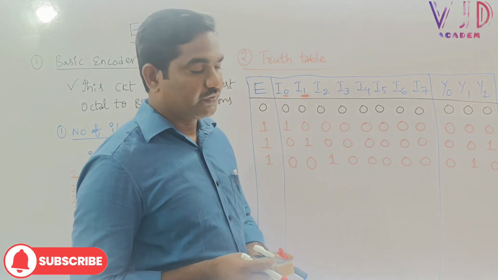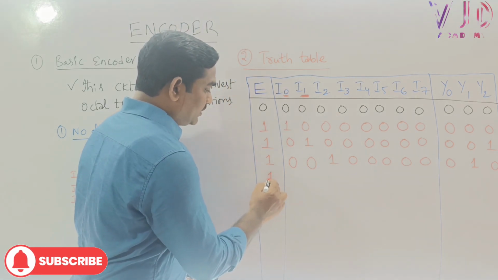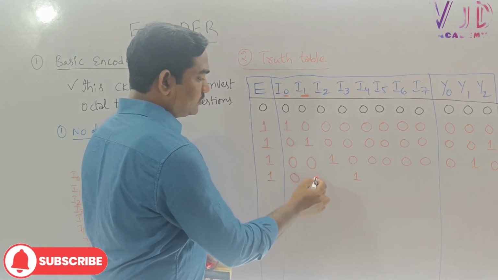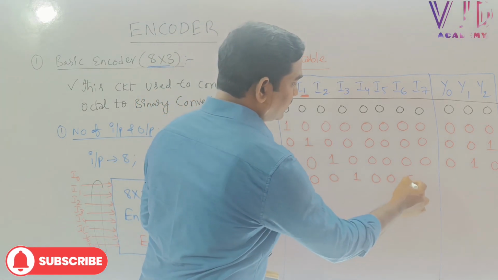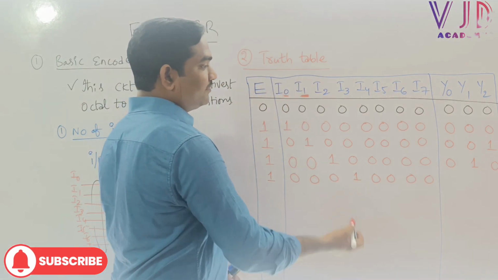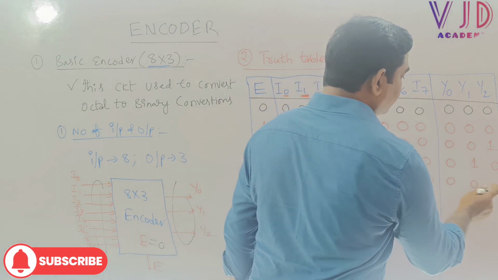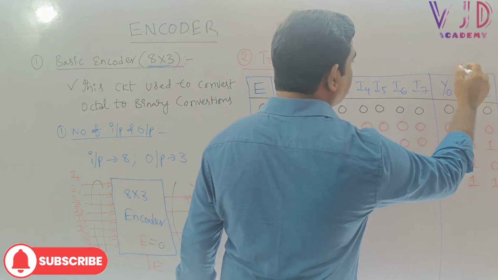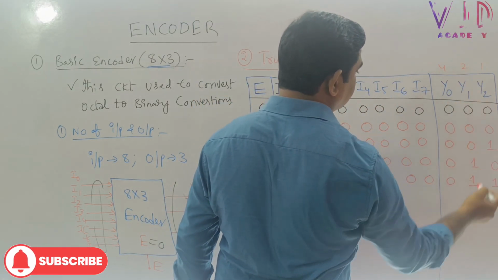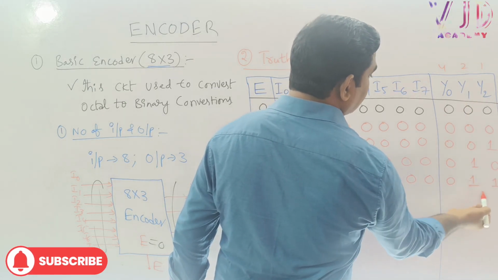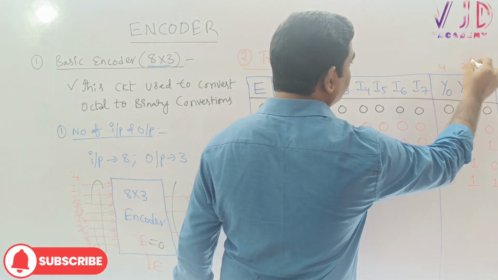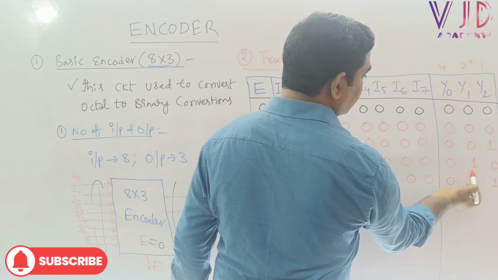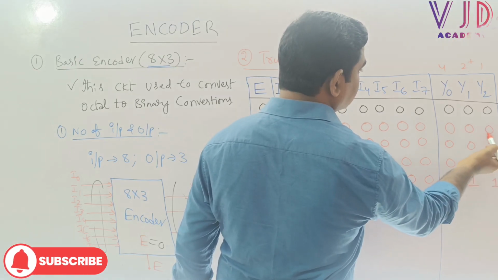of that particular input. Now here the enable input is 1, and now I want to make I3 enabled, so all others are zeros. Sir, this is the third weightage, so the output is 0 1 1. Here in the 1, 2, 4 places, when we make these two ones, 2 plus 1 is 3, and 4's place has no 1, so it is zero.